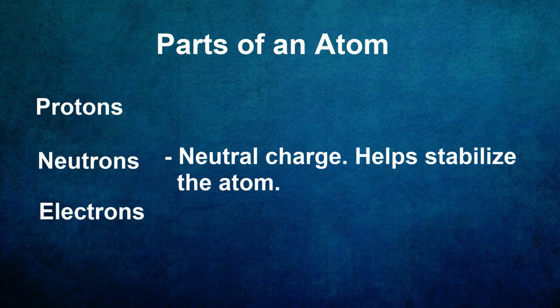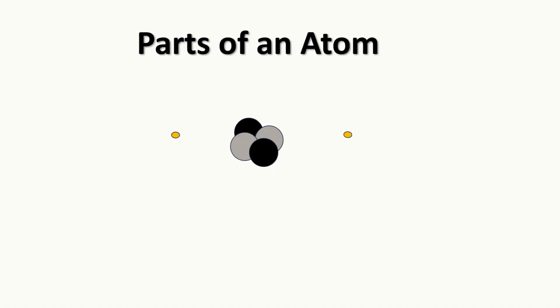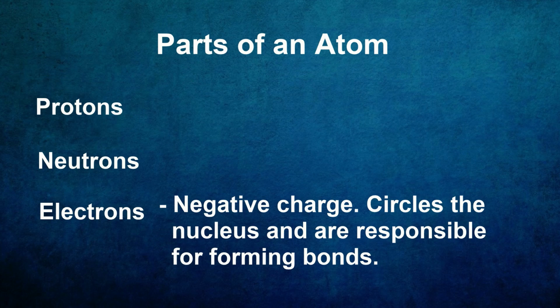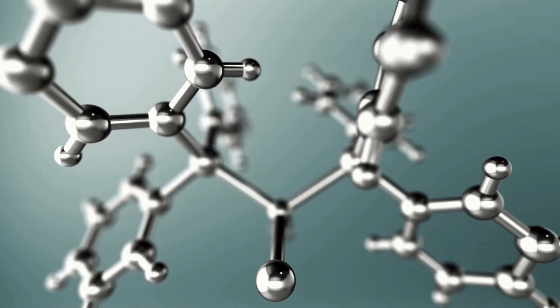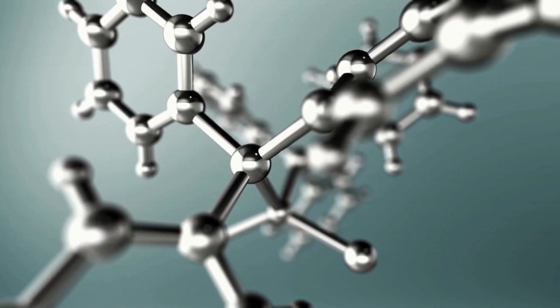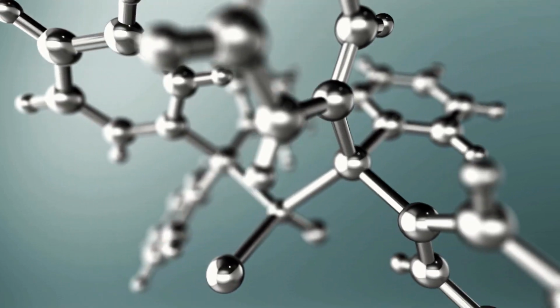Electrons are the negatively charged particles that orbit the nucleus at energy levels, which are also called shells. Electrons are involved in chemical reactions and bonding between atoms that occur in the outermost shell, or orbit, called the valence shell. Now that we understand the structure of atoms, let's talk about elements.